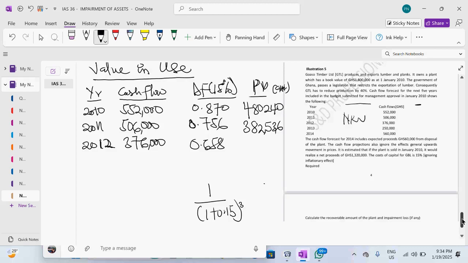$247,408. Cash flow is how much? 350. What is the discount factor? 0.576. So what are we getting? $143,000.